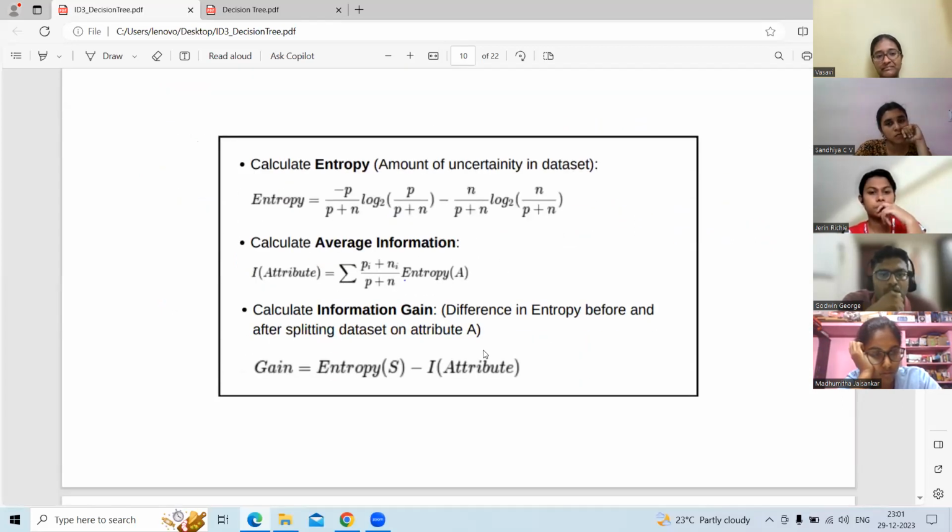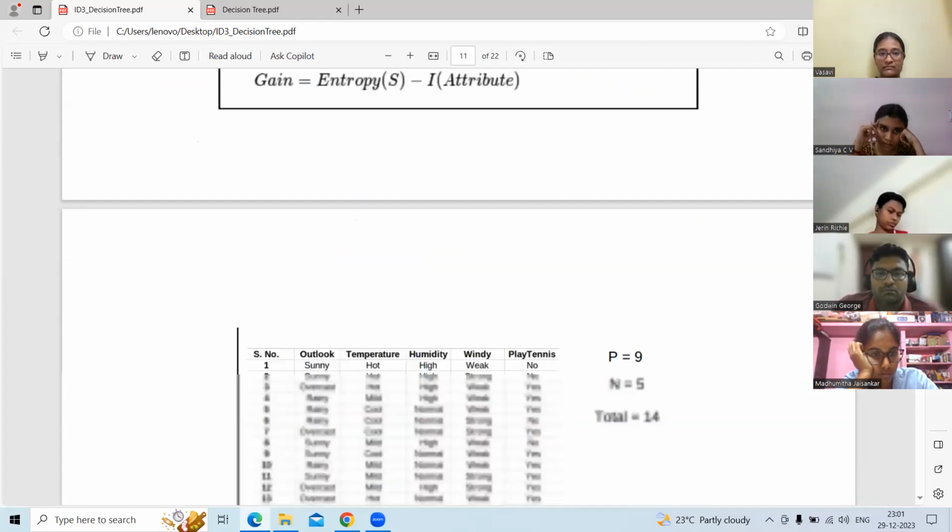Now, if you see this, this is the formula here. This is the entropy, the initial entropy before the split. And this is average information. This is nothing but the average entropy after split. And information gain is nothing but entropy before split minus entropy after split.